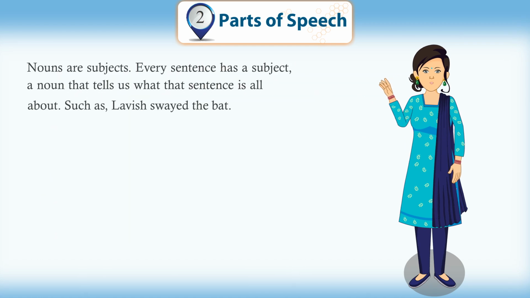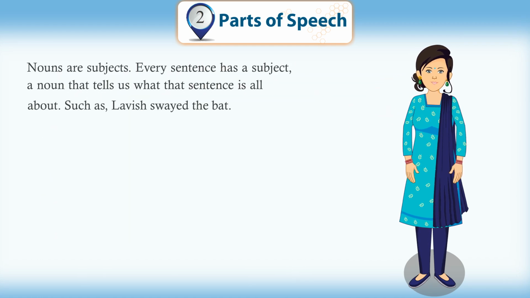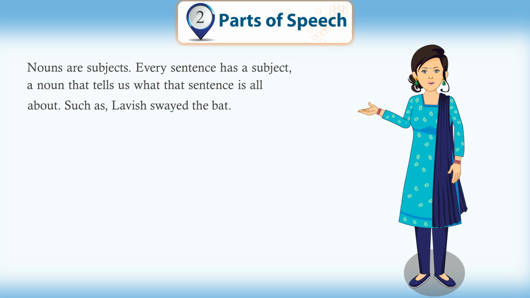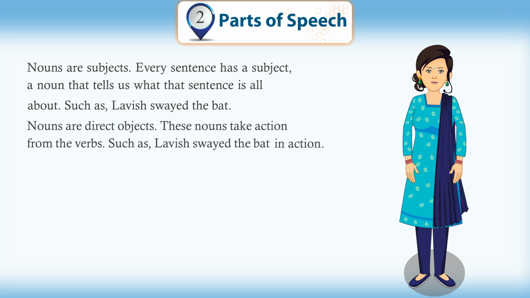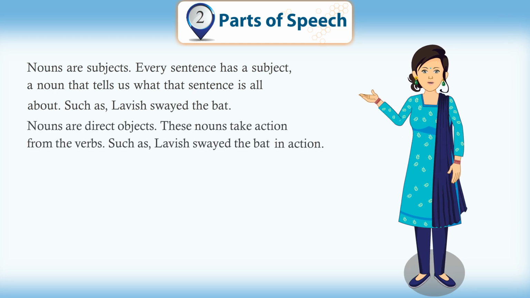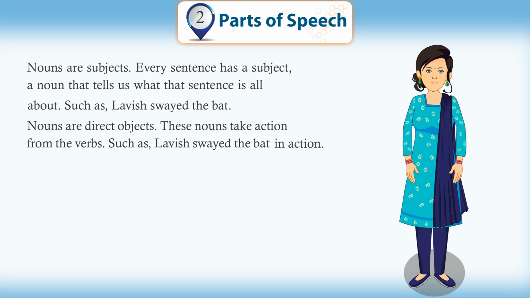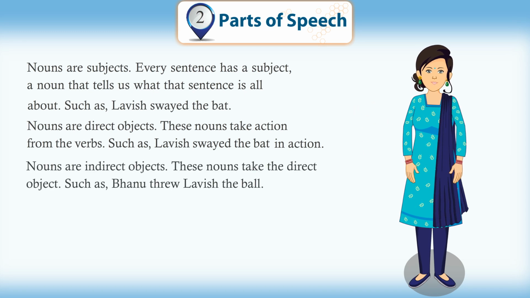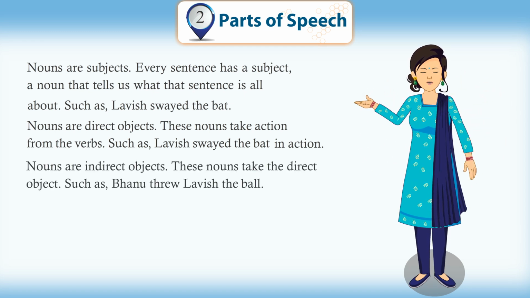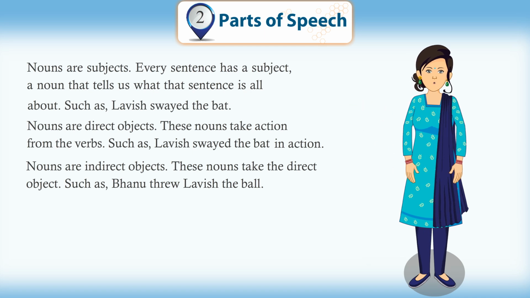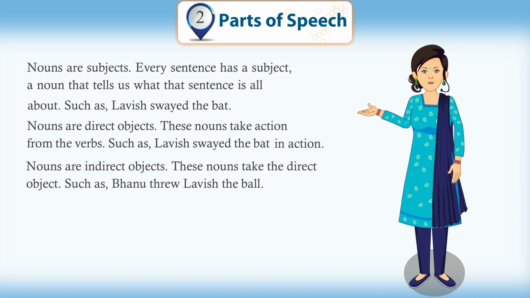Nouns are subjects. Every sentence has a subject, a noun that tells us what that sentence is all about, such as Lavish swayed the bat. Nouns are direct objects. These nouns take action from the verbs, such as Lavish swayed the bat in action. Nouns are indirect objects. These nouns take the direct object, such as Bhanu threw Lavish the ball.